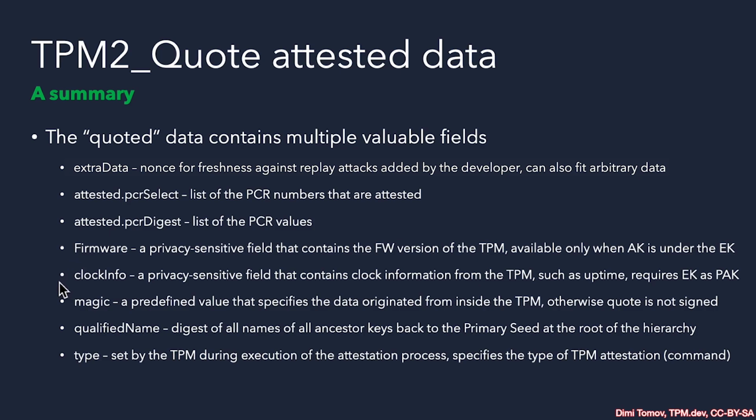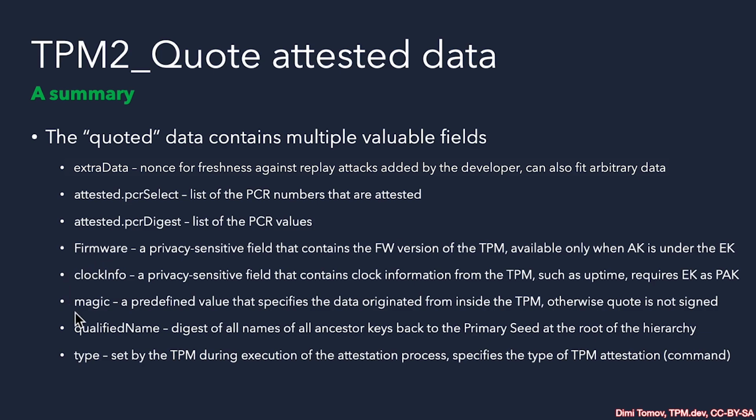Clock info is a very interesting field because it is privacy sensitive. Unless we're using an AK child signing key under the EK, it will be obfuscated. So we wouldn't be able to actually determine the values in this structure here, and we wouldn't be able to say what is the uptime of the TPM. If we use an AK under the EK, then this will be human readable and we can determine how many milliseconds the TPM was up and so on and so on.